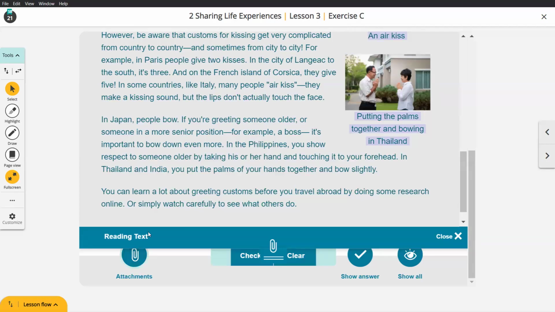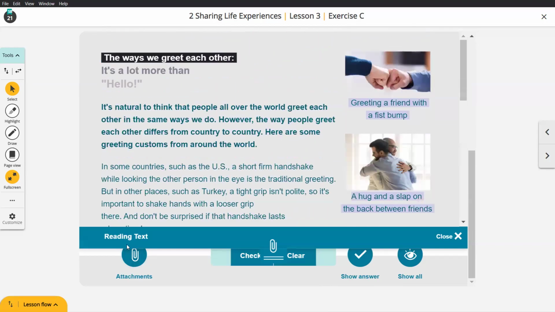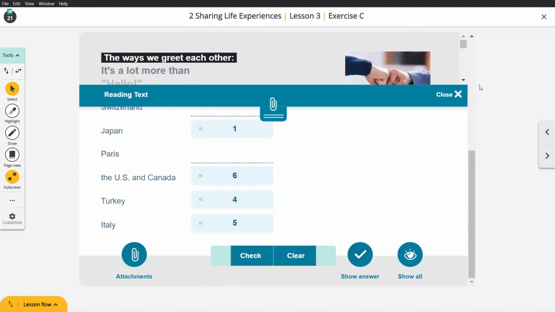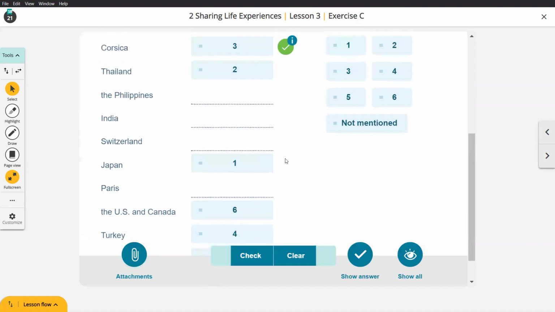Excellent. Thank you so much. So, in this case, does it mention Philippines? Do you be focused on that? Yes, teacher. What does it say about Italy? I'm sorry, Philippines.